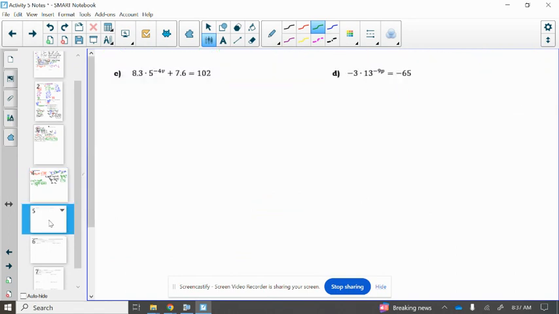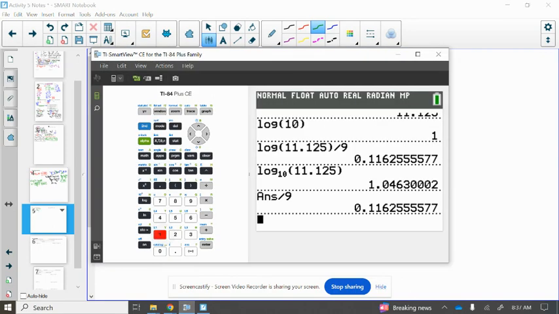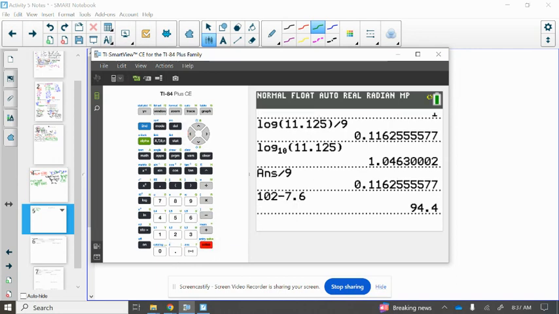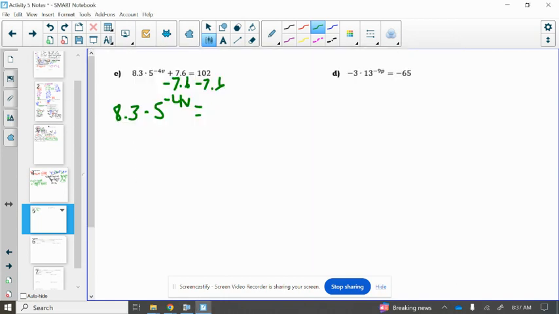All right, next example, part C. We have a little bit more we need to isolate first. So this time we need to start off, we're going to subtract over the 7.6 so that we have 8.3 times 5 to the negative 4v power equals 102 minus 7.6. We get 94.4.